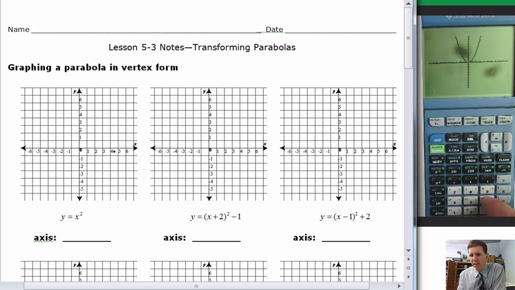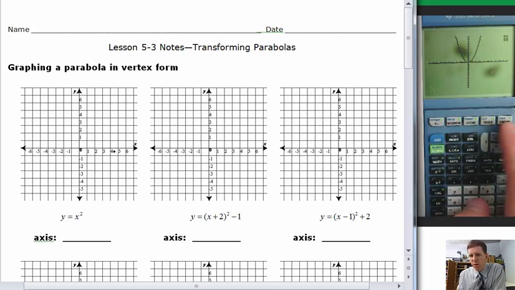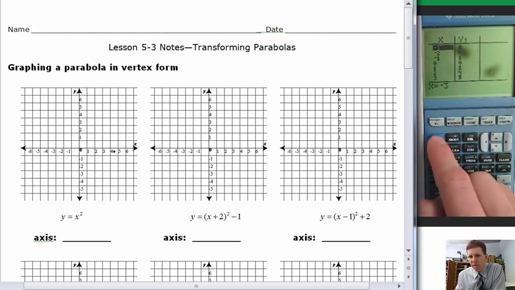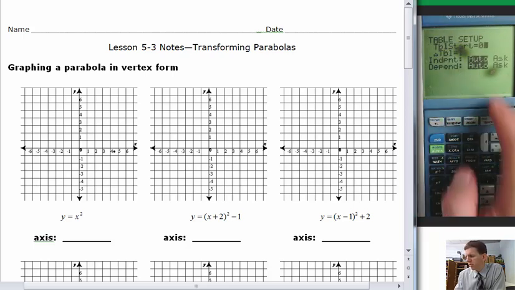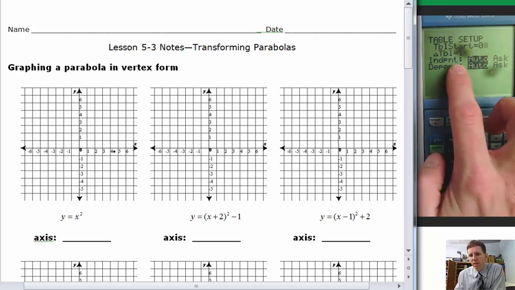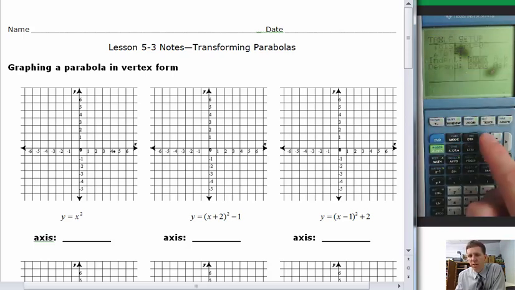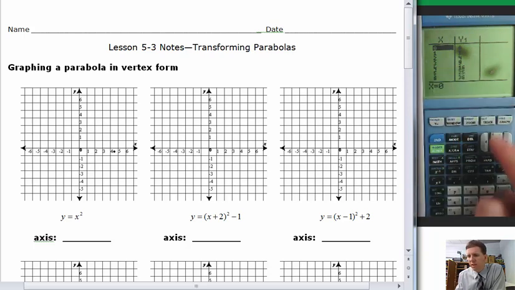We're also going to take advantage of our table feature to find points, which we can access by hitting second graph, and we can see some actual values that your graph goes through. If your table doesn't look like this, you can hit second window and make sure it starts at 0, goes up by 1, and that both say auto. Then in second graph, you'll see our table starts at 0 and the x values go up by 1s. You can also press the up arrow to see some negative values.